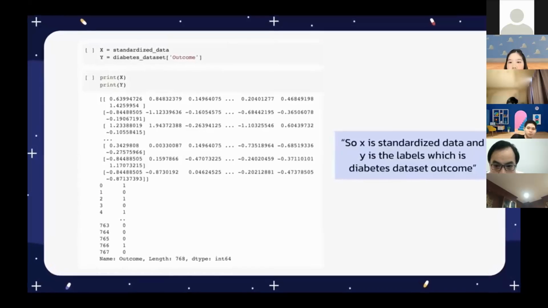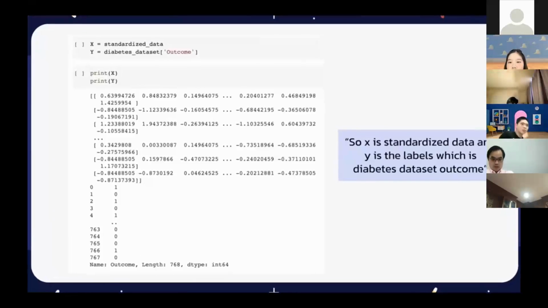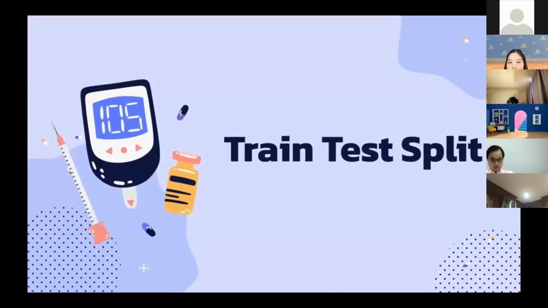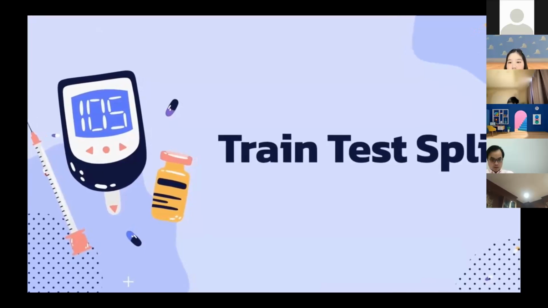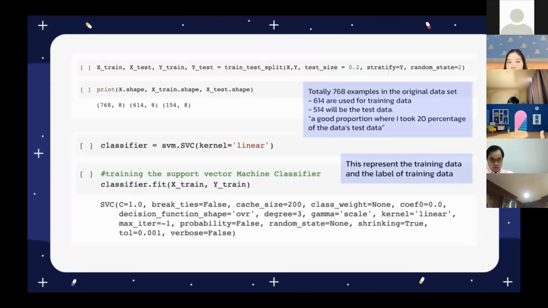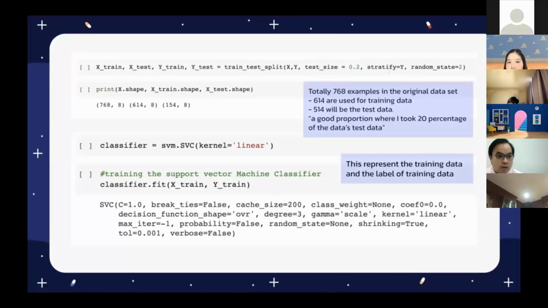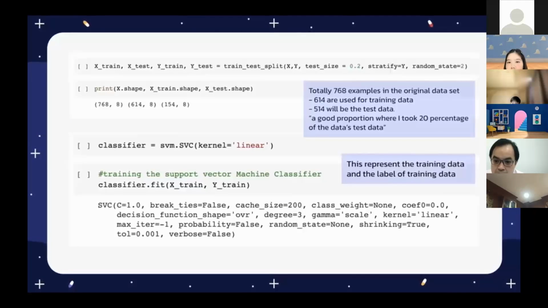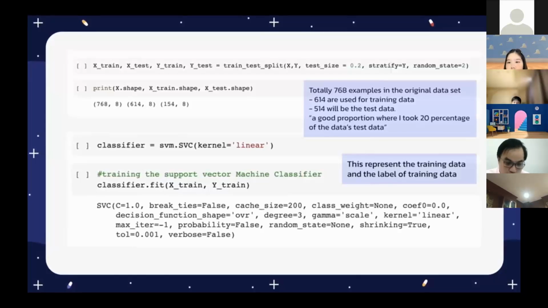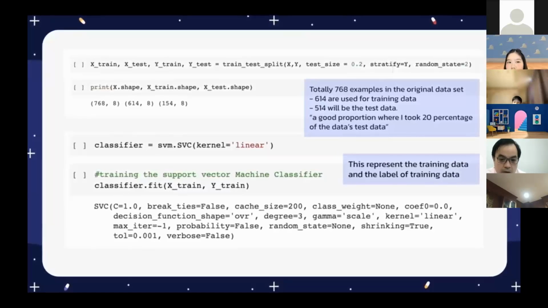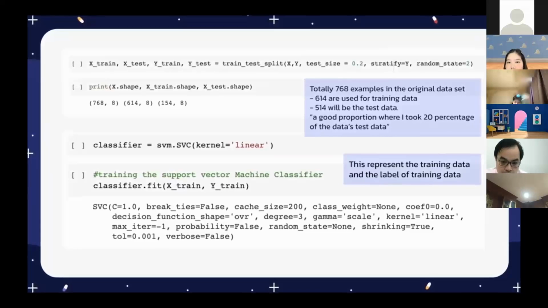So X is the standardized data and Y is the label, which is the PD dataset outcome. When it comes to train test split, this process is to split the data into training and testing data. Y train represents all the labels for this X train data. Y test represents all the labels, which are 1 or 0, representing diabetic or non-diabetic, for this X test data. And the train test split function will give the full outputs.